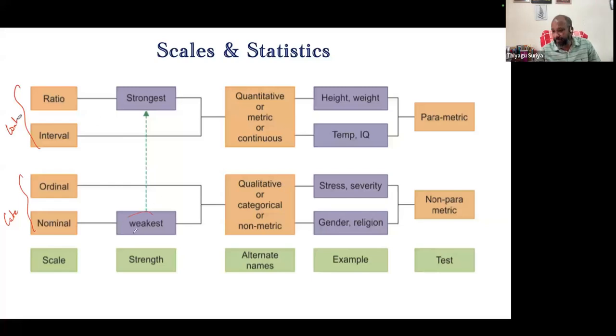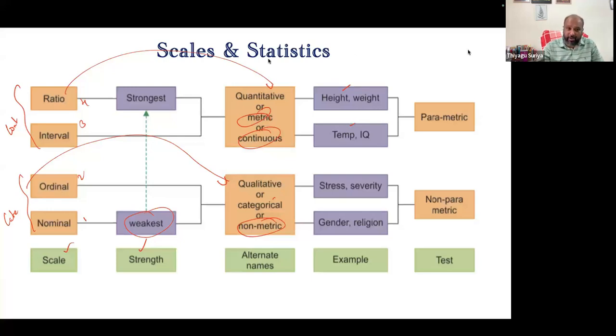Now, you know that the weakest scale of measurement is nominal, and next is ordinal. This is the first level, second level, third level, fourth level, so it goes from weakest to strongest according to the strength of the scale. Categorical data we may call qualitative data, also called non-metric. Interval and ratio, being continuous, automatically come under quantitative data, which may be called metric or continuous data. Examples: height and weight for ratio; temperature and IQ for interval.